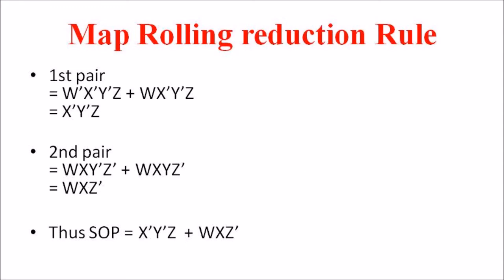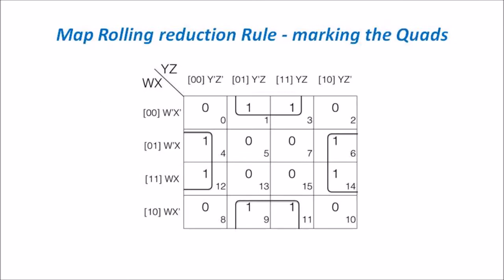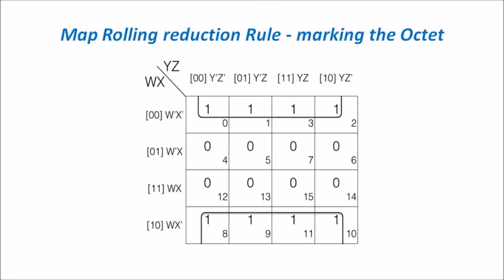In the first pair, the w dash is changing to w, and in the second pair y dash is changing to y. Therefore, we should remove all these changing terms and rewrite the expression with unchanged values, and the final SOP will be x dash y dash z plus w x z dash. In a similar way, we can represent this rolling reduction for quads as well as octets. In this quad and octet, the map rolling will be considered from top to bottom, in the top and bottom rows, as well as the left and right columns are also rolled.